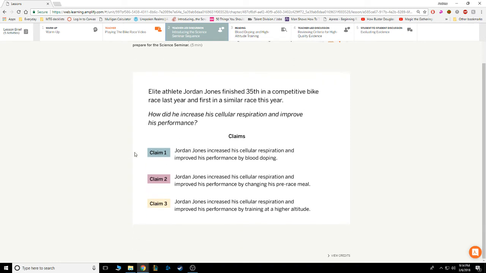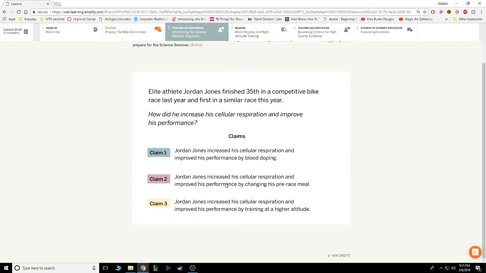Here are the claims. Claim 1. Jordan Jones increased his cellular respiration and improved his performance. Let me read that one more time more clearly. Jordan Jones increased his cellular respiration and improved his performance by blood doping. In other words, he cheated. He used blood doping to improve his performance by having more red blood cells than the other competitors.